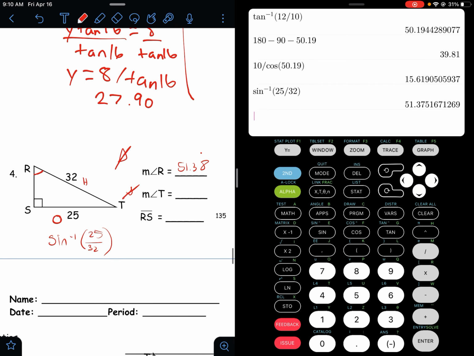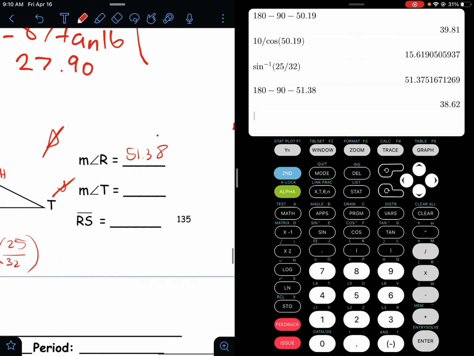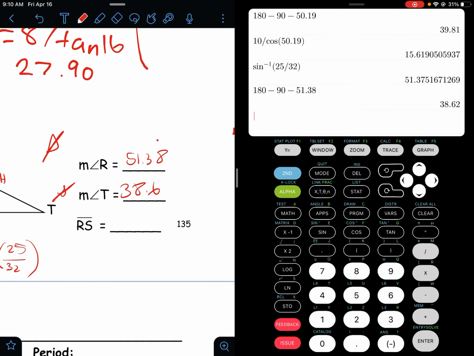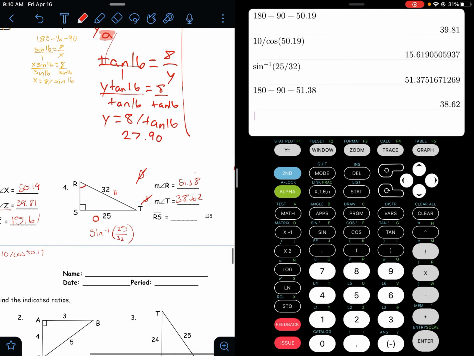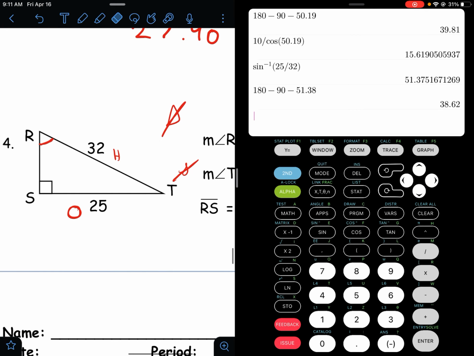Now you should be able to solve for angle T. To get angle T, we're just going to do 180 minus 90 minus 51.38, which is going to give us 38.62. And then we have to solve for our S. Now, I do want to point out you could use the Pythagorean theorem here. So let's do a Pythagorean theorem one instead of using trig.